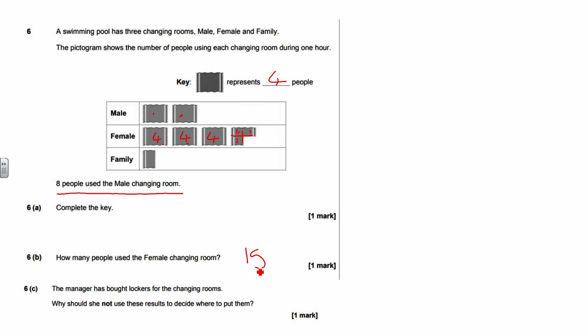Finally, the manager has bought lockers for the changing rooms. Why should she not use these results to decide where to put them? Well, the issue is that she's only actually looked for 1 hour, which means if she's looked at, say, 10 till 11 o'clock in the daytime, it's probably not going to show who uses the pool in the same way as at, say, 4 to 5 o'clock in the evening, when we might expect to see more families because the children have finished school and things like that.